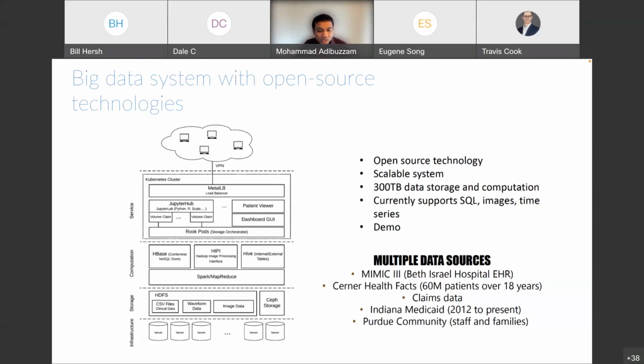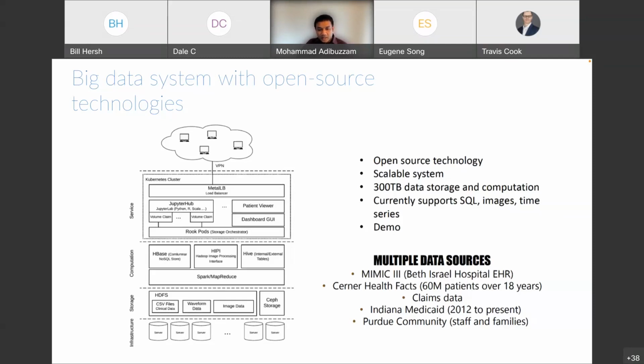We looked into 3 different types of data to be linked in this system. One was electronic health record or claims, which are structured data, waveform data, which is physiological parameters that was captured during the hospital stays, like heart rate, blood pressure, usually high frequency, and also image data like echocardiogram or MRIs. And then on the computational layer of that system, we used Spark MapReduce for in-memory computation.